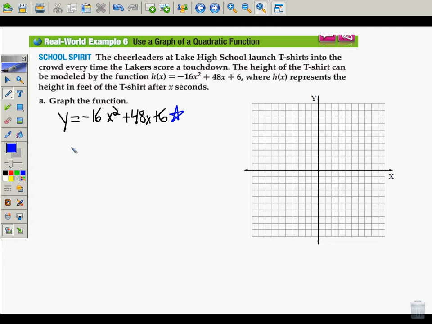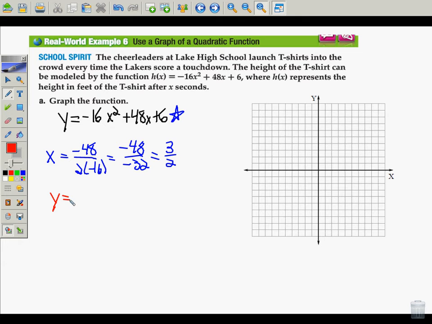We're going to plug in to find our axis of symmetry. We'd get negative 48 over positive 2 times a, which is negative 16. So we get negative 48 over negative 32, and that reduces down to 3 halves. So I know my axis of symmetry will go through 3 halves, which would be at 1 1/2 on the x-axis.